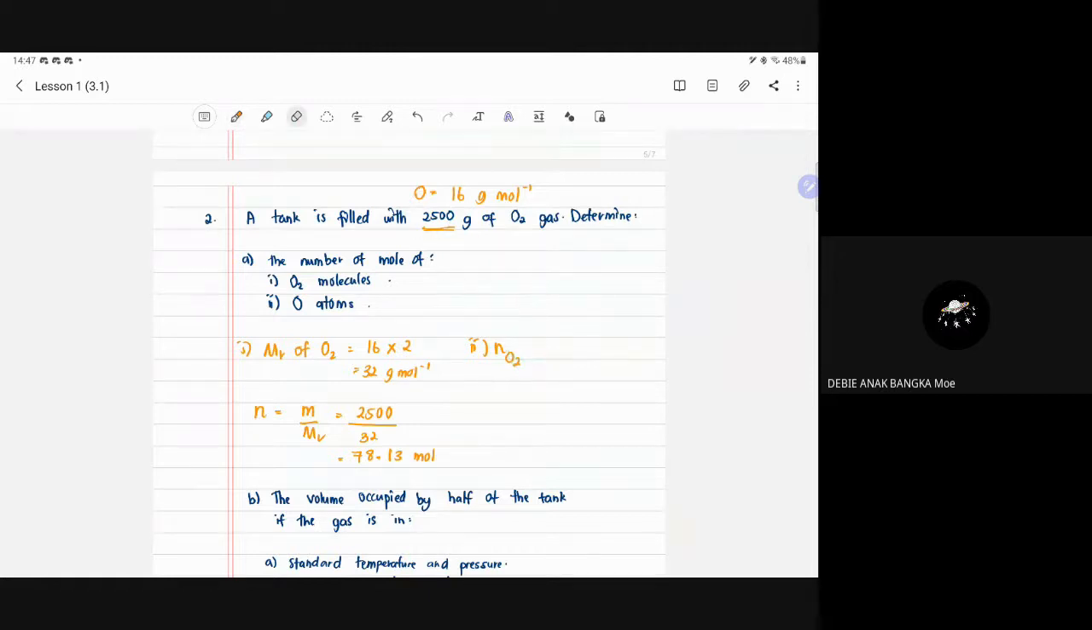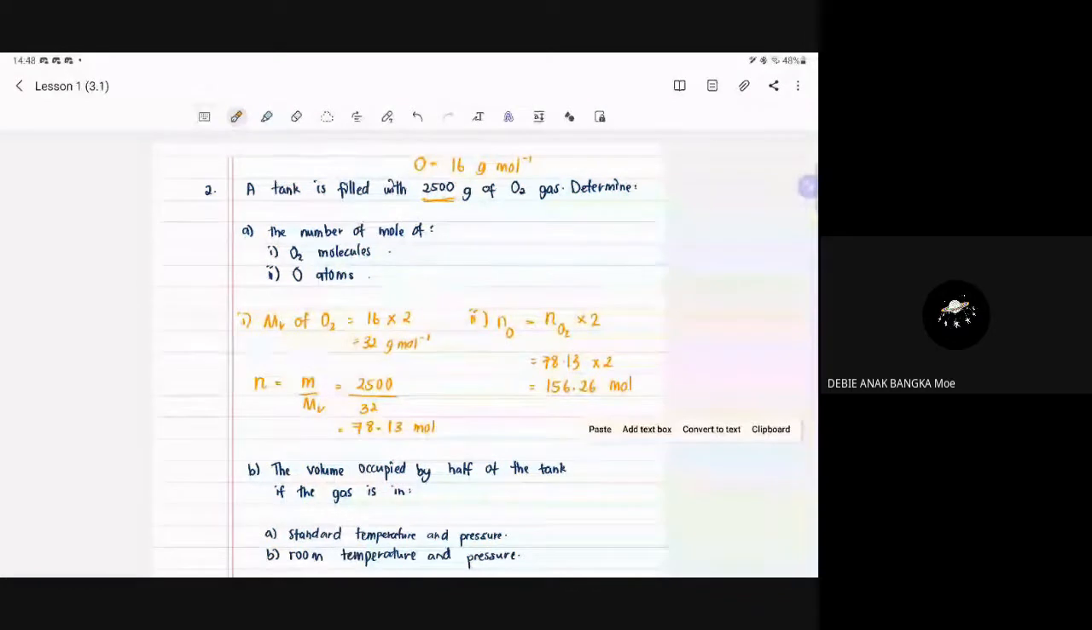Okay, so number of mole of oxygen atom sama dengan number of mole of O2 darab 2, which is equals to 78.13 times by 2, and you should get 156.26 mole. Okay, so this is the calculation.